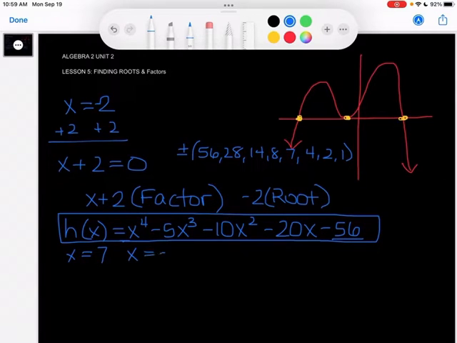Now keep in mind, the factor that goes with 7 would be x minus 7, because you'd have to subtract it over to get it equal to 0. And the factor that goes with negative 2 would be x plus 2. Okay, so those are the factors that go with those roots.